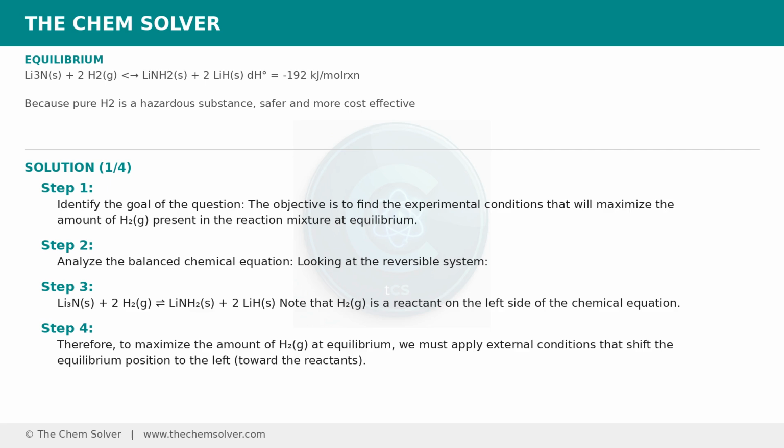Looking at the reversible system, Li3N plus 2H2 is in equilibrium with Li3NH2 plus 2LiH. Note that H2 is a reactant on the left side of the chemical equation. Therefore, to maximize the amount of H2 at equilibrium, we must apply external conditions that shift the equilibrium position to the left toward the reactants.